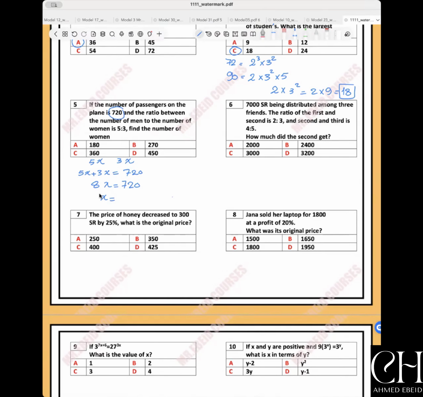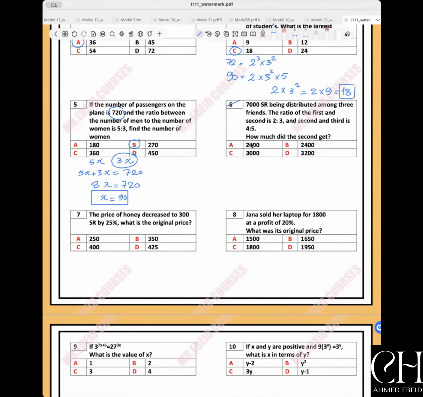You know that 72 divided by 8 equals 9. And write down 0. So the value of x is 90. It means that the number of women, which is 3x, is 3 times 90, which equals 270. So the answer is B.